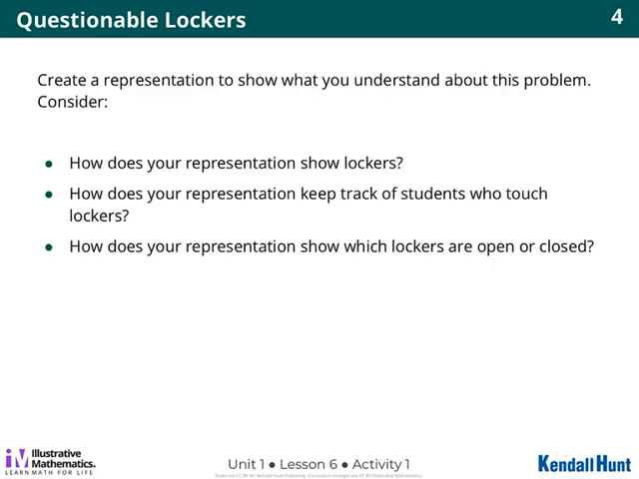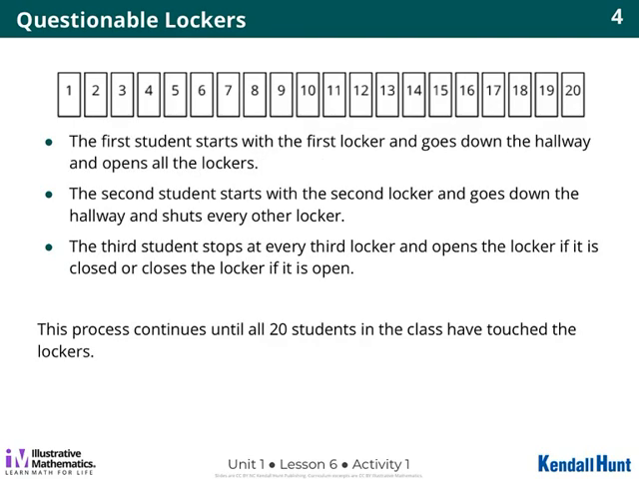Okay, so what does your book look like? I'm going to borrow Alice's. All right.